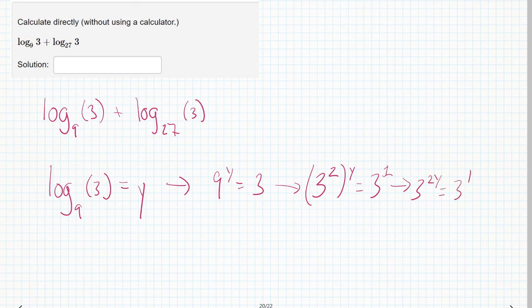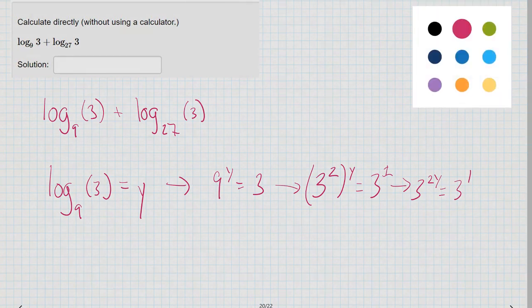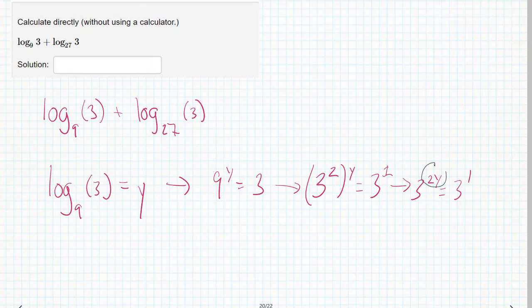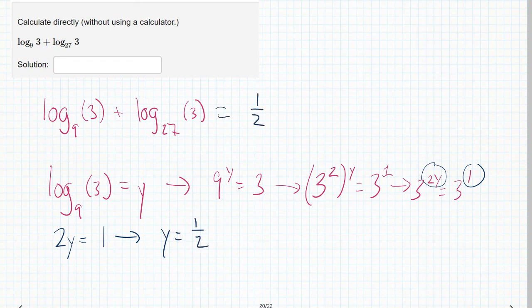And then there's this one-to-one property that says, hey, since those are the same base now, we can just look at the exponents. So 2y equals 1, and that means y equals 1/2. That's a beautiful thing right there. So this thing equals 1/2 plus log base 27 of 3, which we'll figure out in just a second.